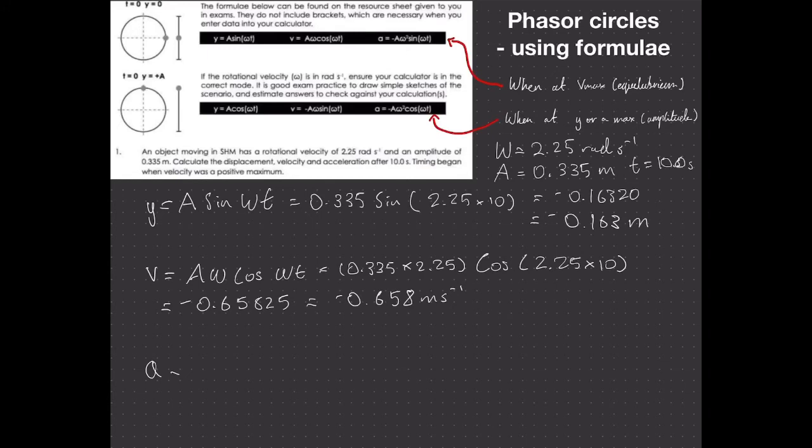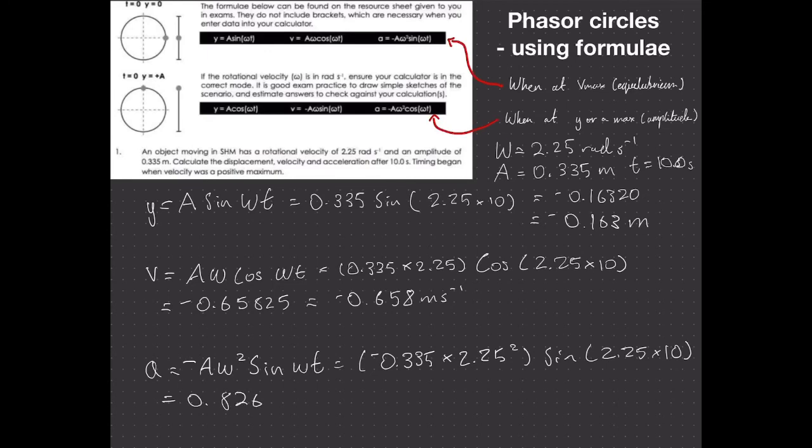Let's move on to acceleration. Our equation for acceleration is a little bit more complicated, seeing as we start off with a negative amplitude times omega squared, or our rotational velocity squared, sine omega t. Okay. So if we insert the information that we have, negative 0.335 times 2.25 squared sine 2.25 times 10. Okay, now if we plug and chug and calculate, we should get 0.826217. Okay, which we round to 0.826 meters per second squared. Okay, giving us our acceleration.